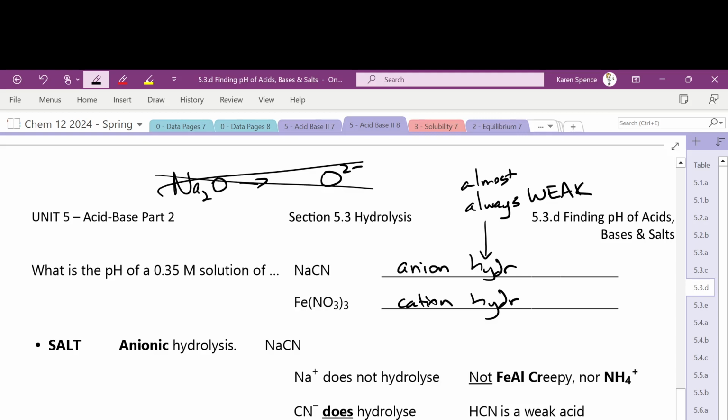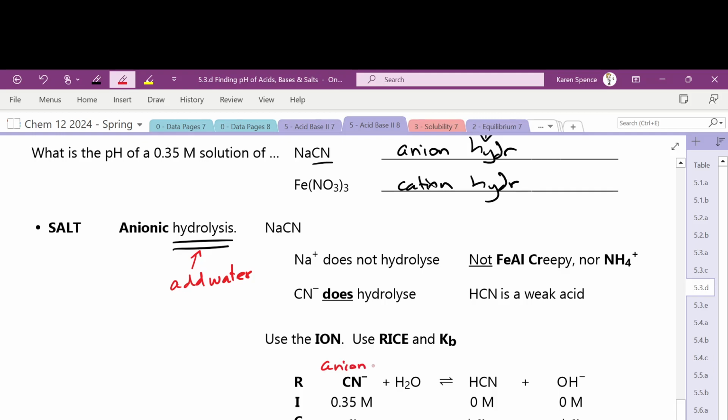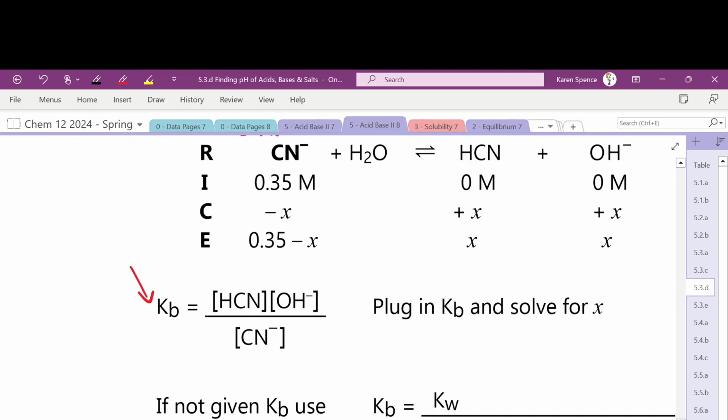Okay, so we have our CN-, and it hydrolyzes. What is hydrolysis? You have to add water. So what you're going to do is take your anion plus water, and that's going to be the reaction that you use for your RICE table. Other than that, does it look identical to everything else we've already done? Yes, it does. Do you know how to find the Kb for CN-? Yes, you do.